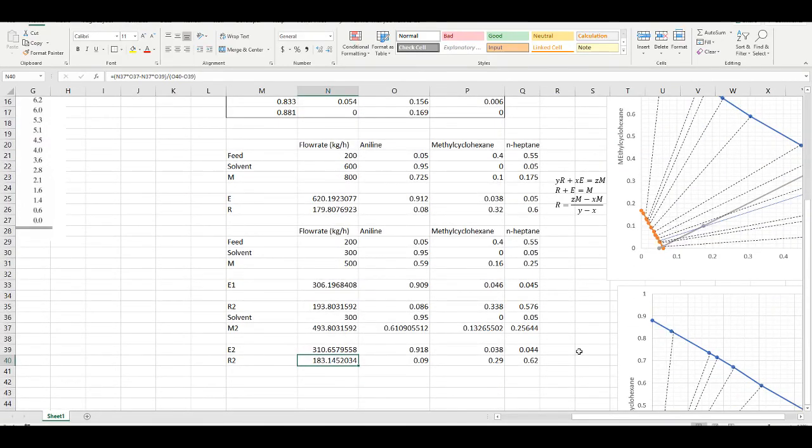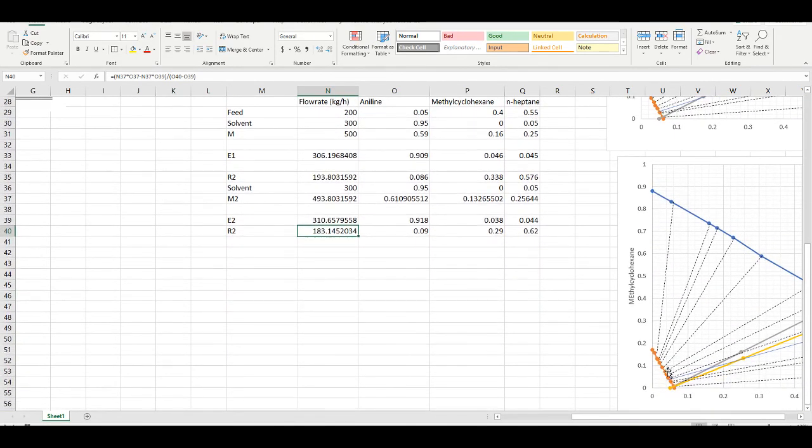So we're done. Just keep in mind that you need to be very precise with your tie lines, or else you are going to get a completely different result.